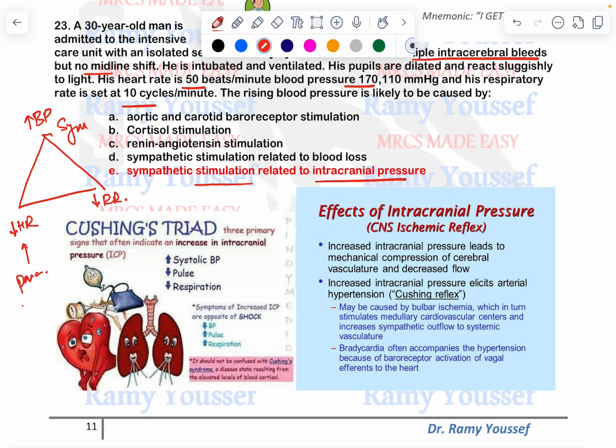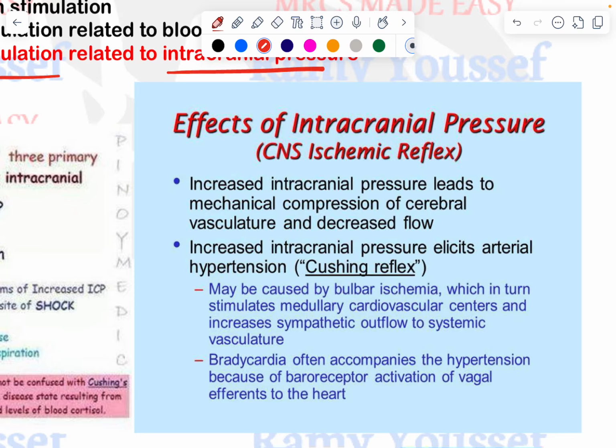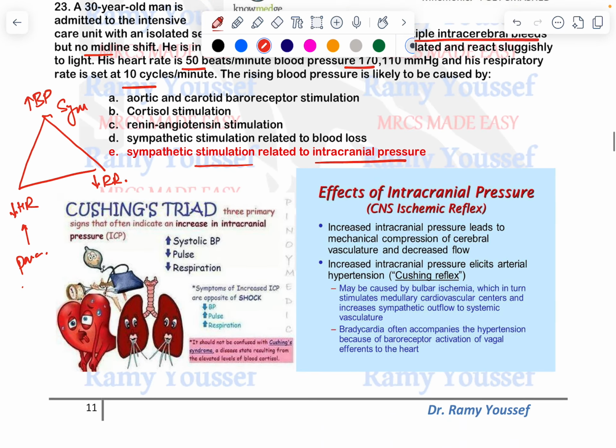Symptoms of increased intracranial pressure. Intracranial pressure, this is also called Cushing's reflex. Cause of bulbar ischemia, stimulates medullary cardiovascular center, sympathetic outflow, bradycardia accompanied by hypertension because of baroreceptor vagal stimulation.